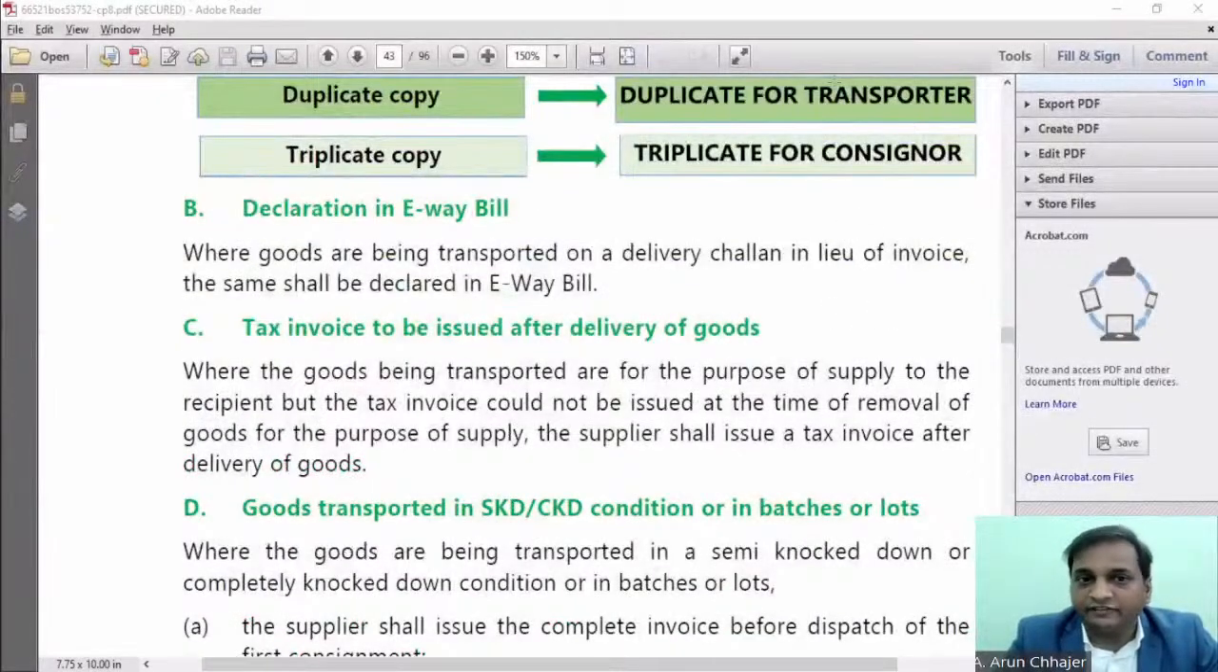Declaration in e-way bill. If we are moving the goods on the basis of the delivery challan, we will declare the same in the e-way bill. So there is a drop down. We will select that we are moving the goods on the basis of the delivery challan.